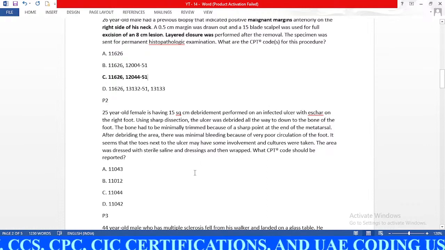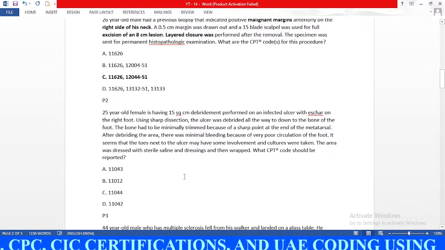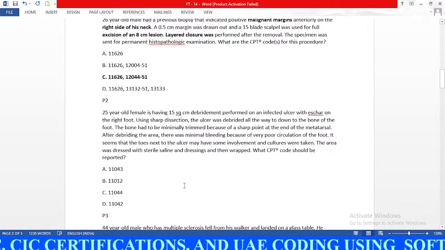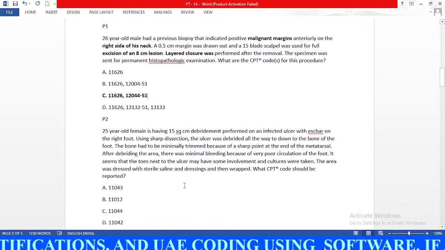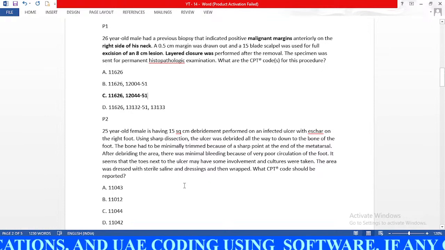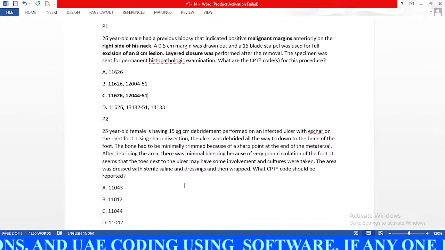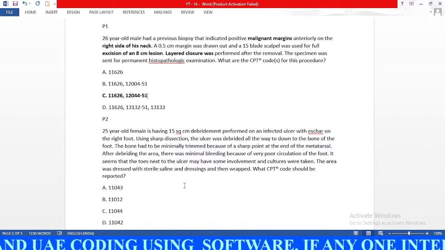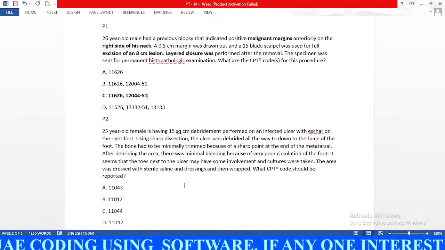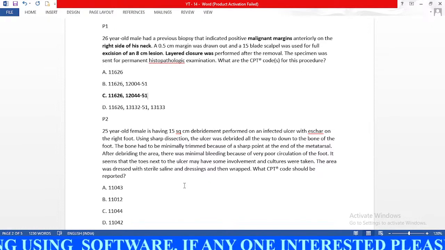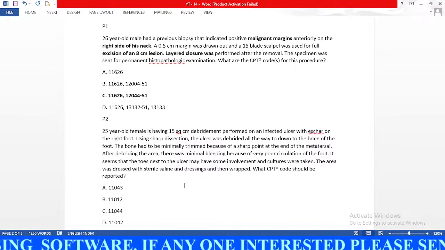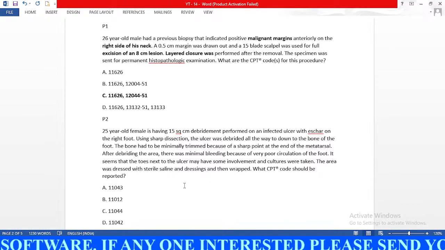So you have options 11043, 11012, 11044, 11042. So now it is 9:42. We will start discussion of this at 9:46. So just first try to find the keywords here, then you can write the answer easily.